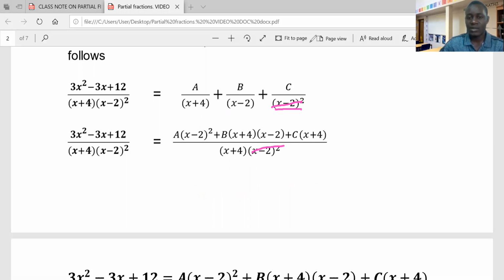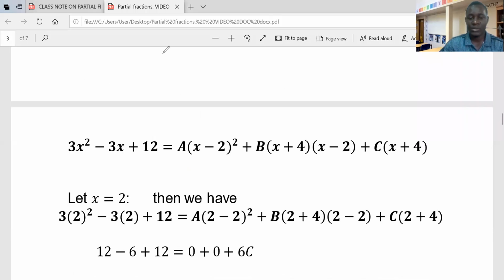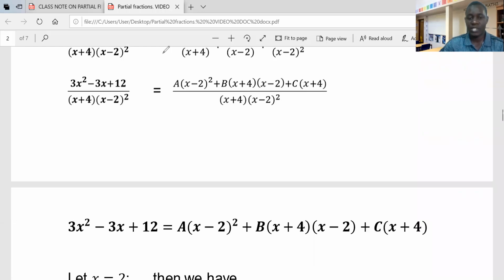So once again, observing that the denominators are the same, the fraction on the right hand side is equal to the fraction on the left hand side. We have a single fraction on the right hand side and a single fraction on the left hand side. It means that the numerator of this fraction is equal to the numerator of that. Of course, it's confirmed. So therefore, we can equate the numerators of the fraction. So equating the numerators, we have 3x squared minus 3x plus 12 equals everything on the top. So that's what we have right here.